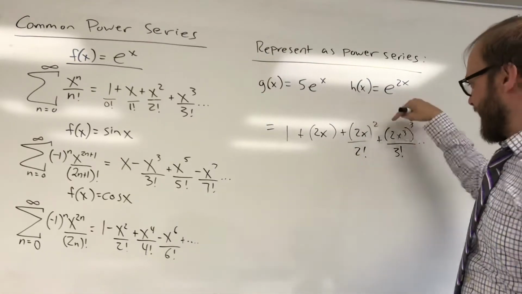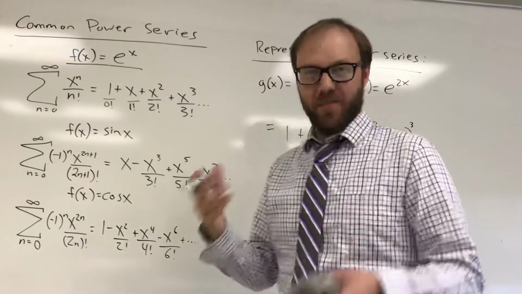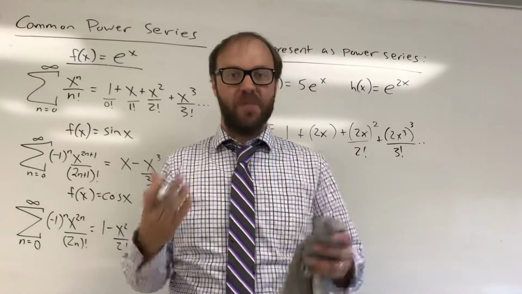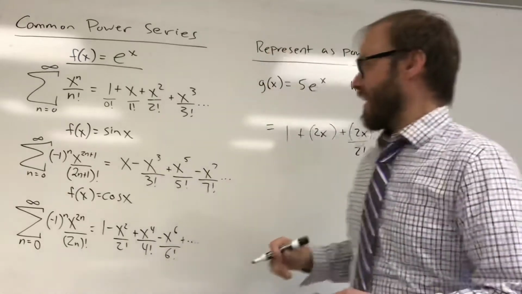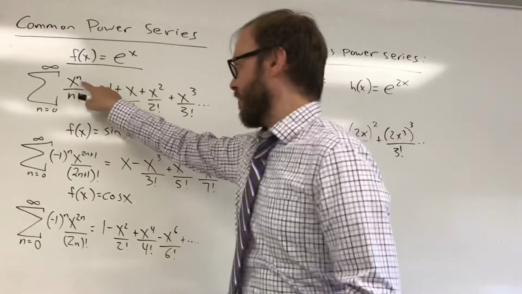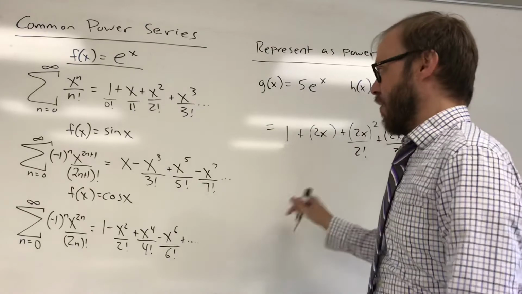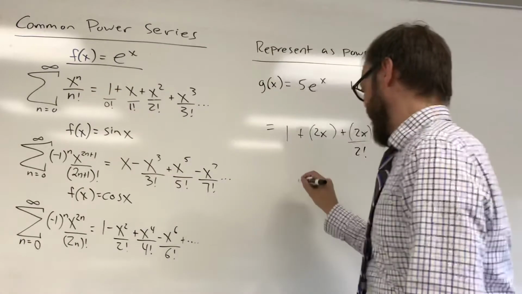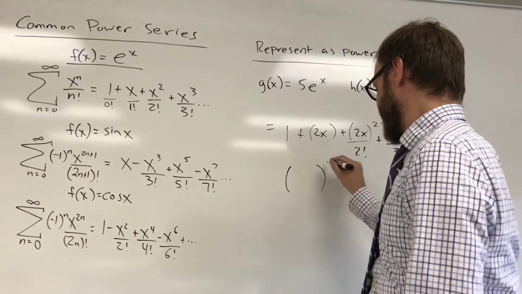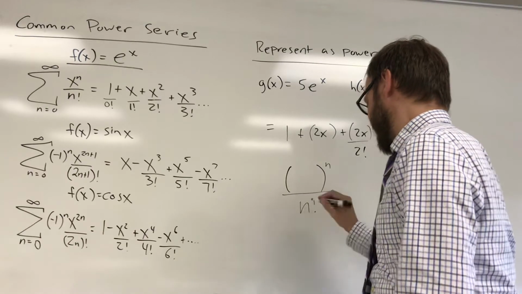A lot of times you're going to get cancellations and things, and it'll kind of muddle the process, and it may be tough to see what's happening with your factorials and that sort of thing. So a lot of times I go back to the general term, okay? The nth term of this was x to the n over n factorial, the input to the n power over n factorial.